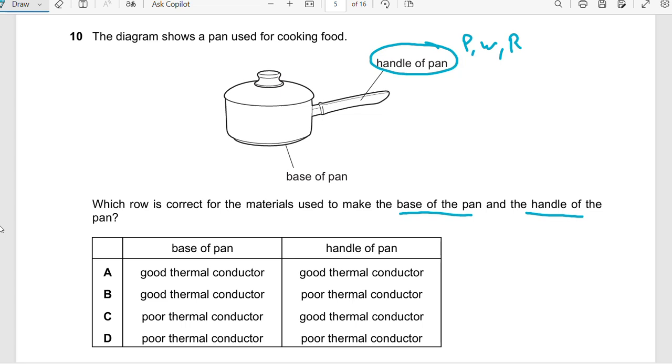The base of the pan should be a good thermal conductor. Here it is a good thermal conductor in B. Of course C and D are wrong, because the base should always be a good thermal conductor. So we are only in A and B. And as we can see, this is the correct one for the handle, poor thermal conductor. Of course, poor thermal conductor means insulator. I know you love my beautiful handwriting, so just deal with it. So this is question 10.